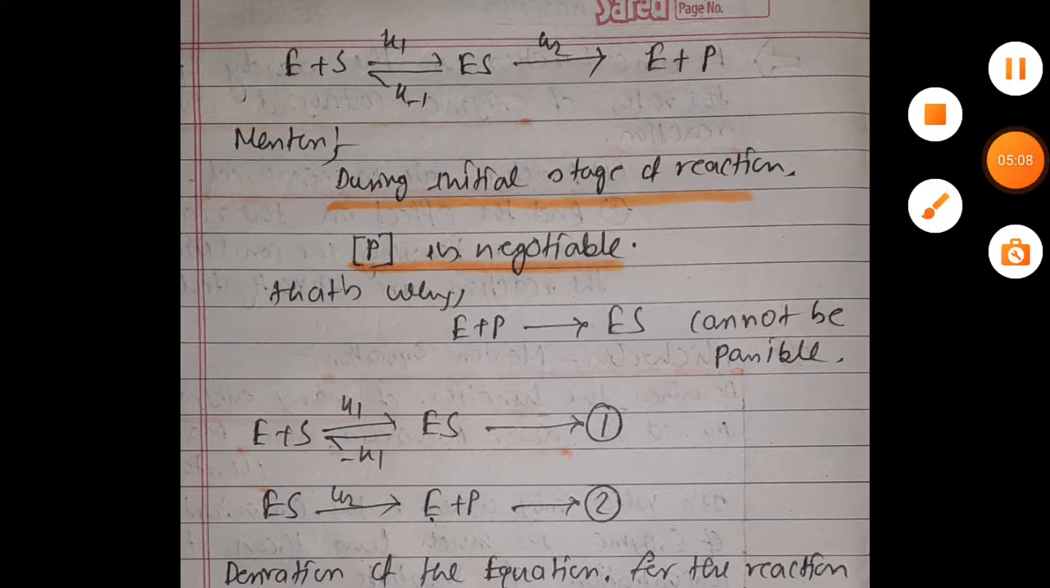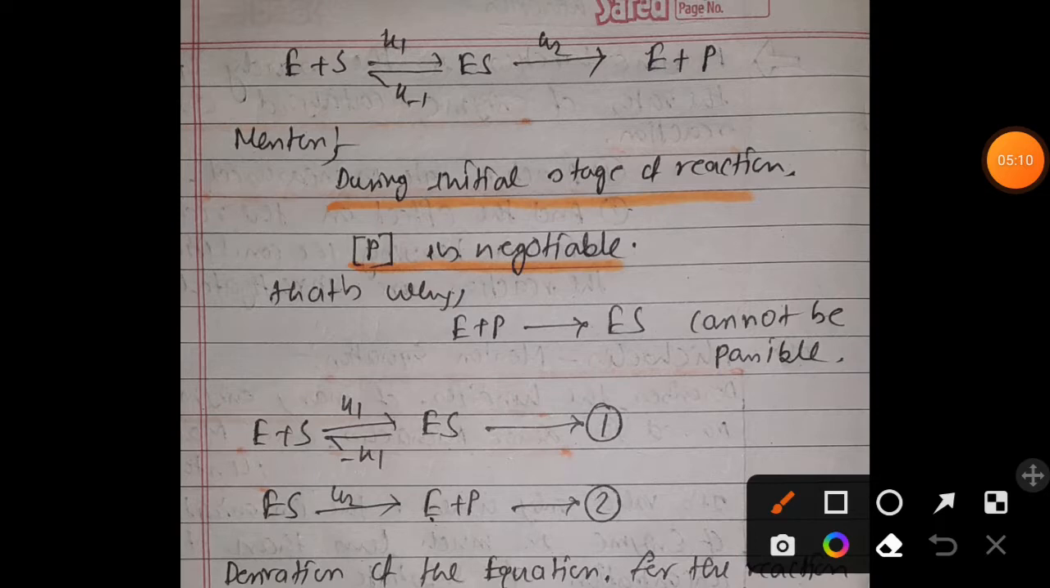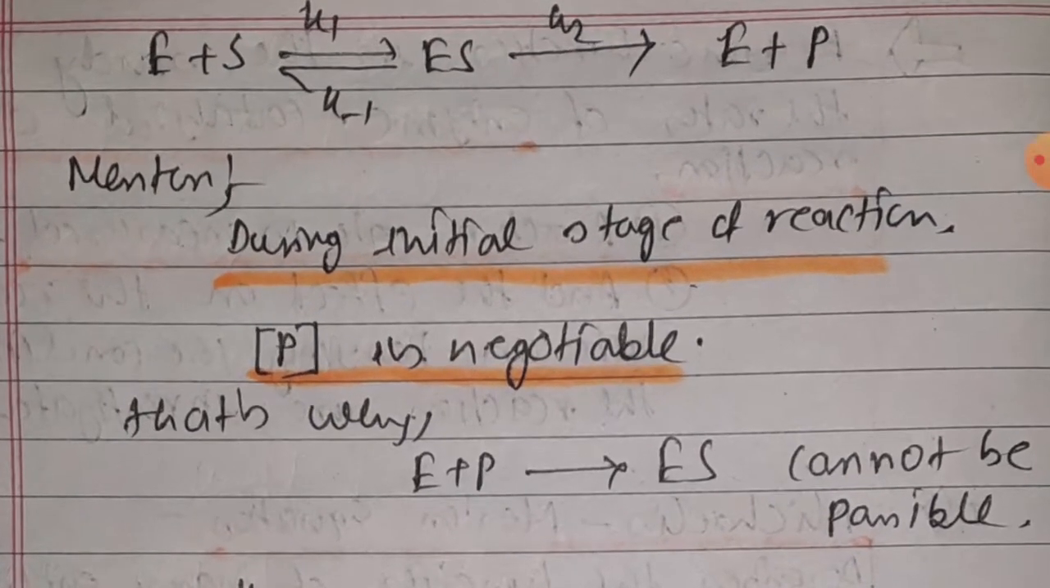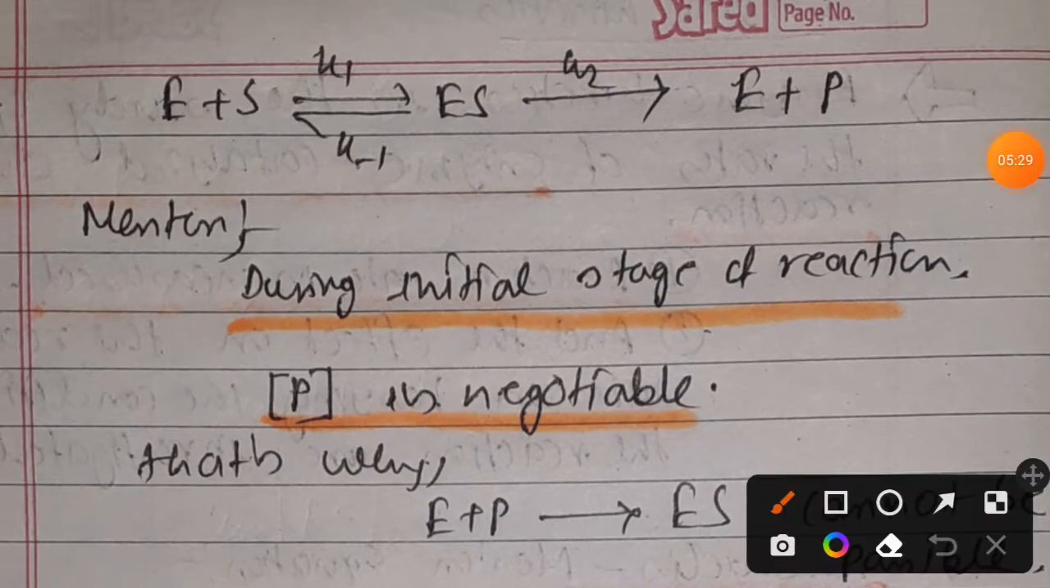Okay, so now the reaction scheme is, first of all, enzyme will react with substrate and it will give us the enzyme substrate complex. Then this enzyme substrate complex will give us the enzyme plus product. Clear? So now here you may think that you have written a reversible sign, but you have not written any kind of reversible sign. Why is this so?